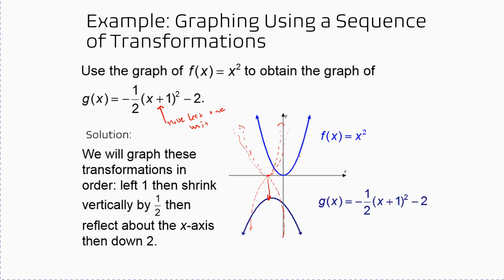Look, I moved it to the left 1 unit. I vertically shrunk it, because of that 1/2 in front. And then I did the negative and flipped it. And finally, I did a vertical shift down 2 units. So a lot going on here, but you'll get a chance to practice this in the homework. And as always, if you have any questions, just let me know.